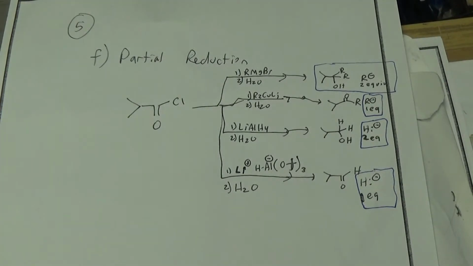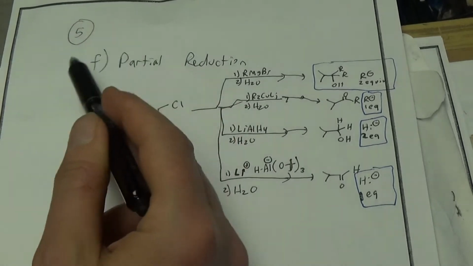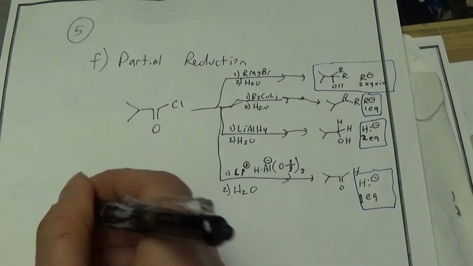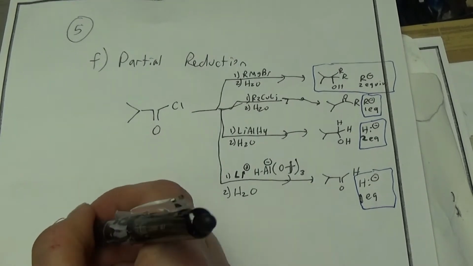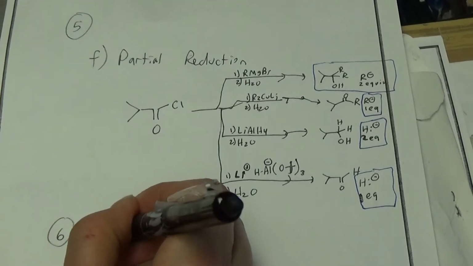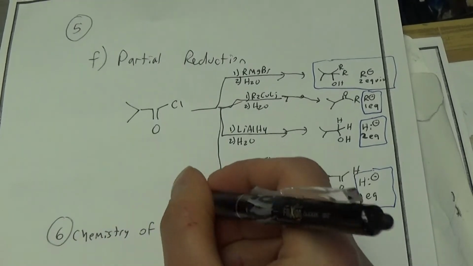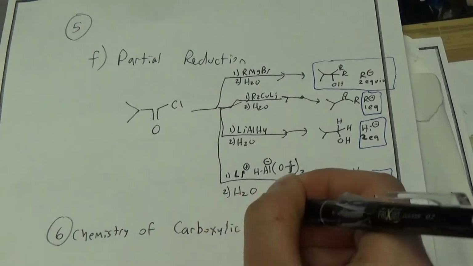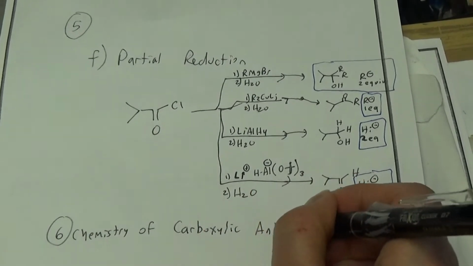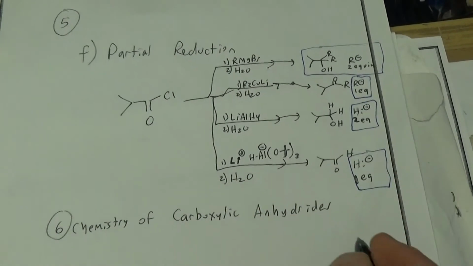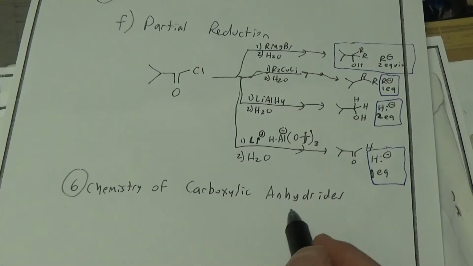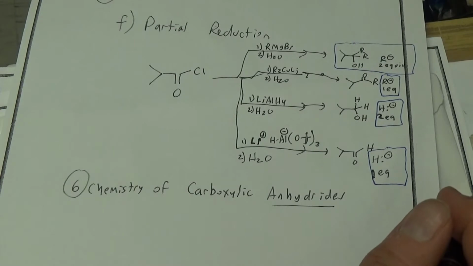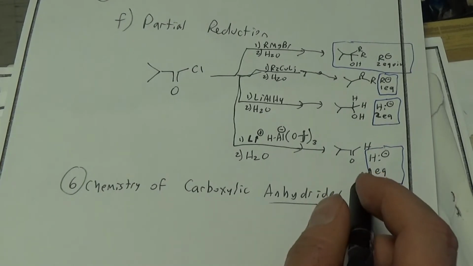Alright, and that was number 5, talking about acid chlorides for the most part. Number 6 is chemistry of carboxylic anhydrides. Carboxylic anhydrides, I mean, of course, we know those are just anhydrides, right? It's what functional group? What's the structure of an anhydride?